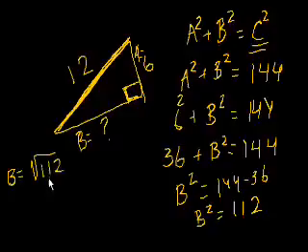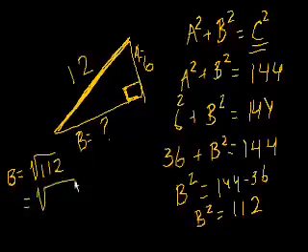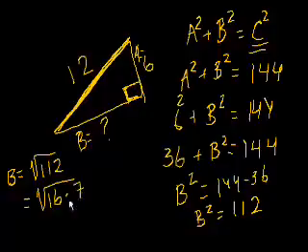Let's think about it. How many times does 4 go into 112? 4 goes into 12 3 times, so it'll go into it 28 times. And then 4 goes into 28 7 times. So I actually think that this is equal to 16 times 7. Am I right? 7 times 10 is 70, plus 42 is 112, right?